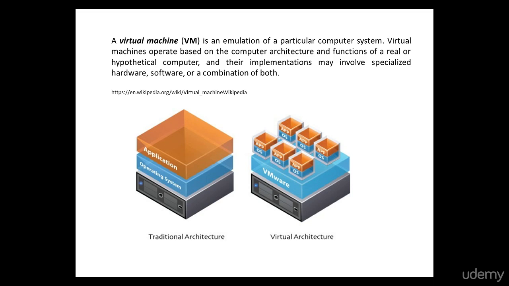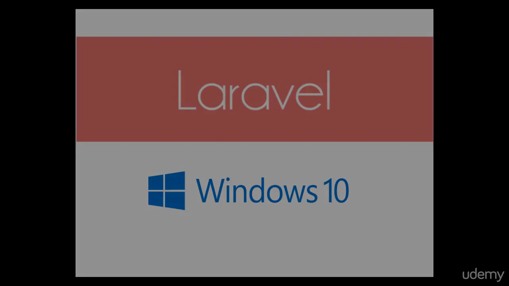So, we've got all the introductories and everything out of the way. We can now move on to the next section, which is installing Windows 10 onto an external USB hard drive.